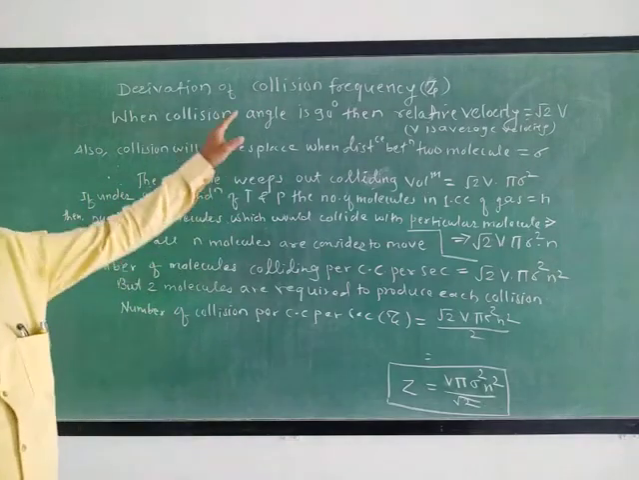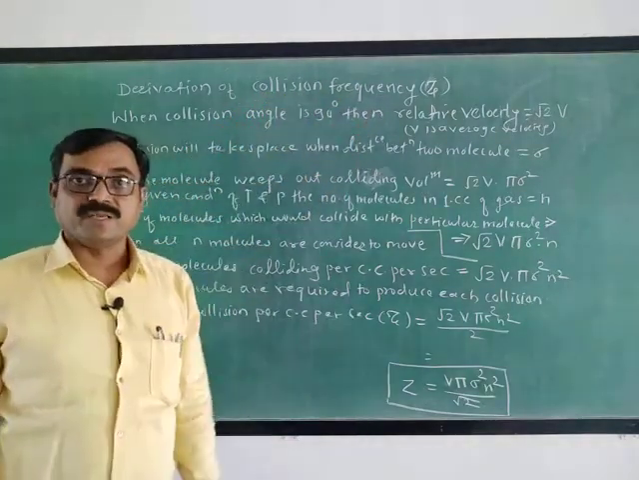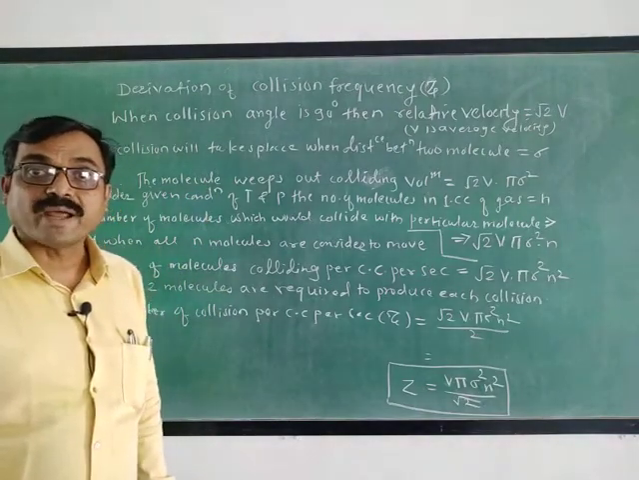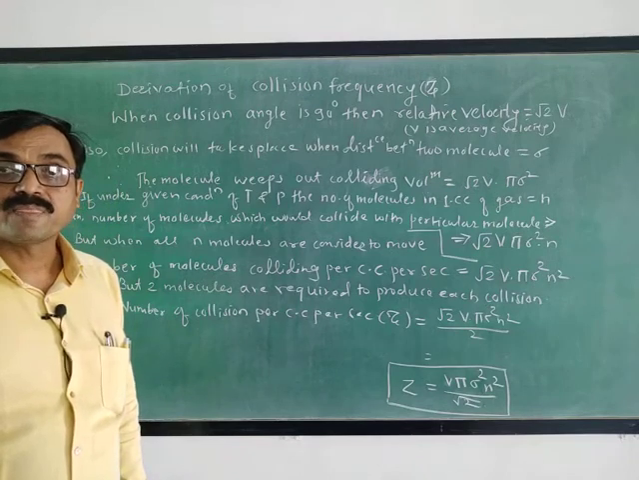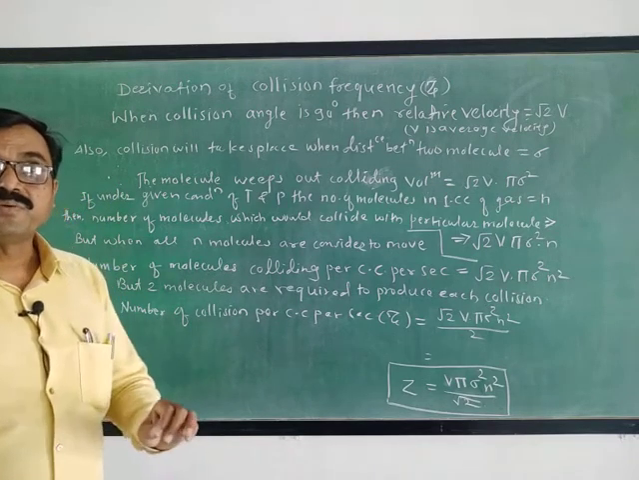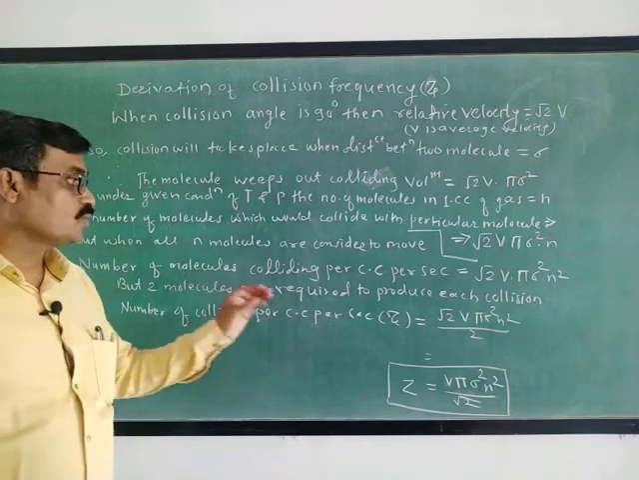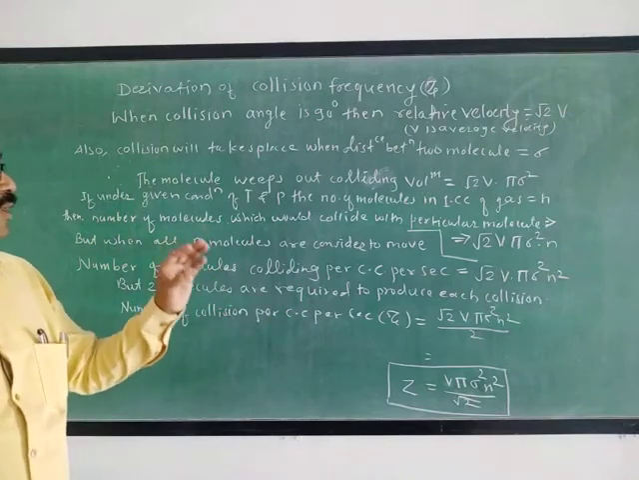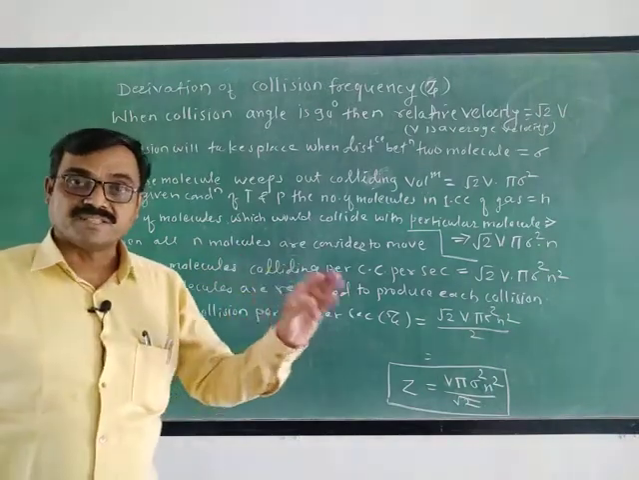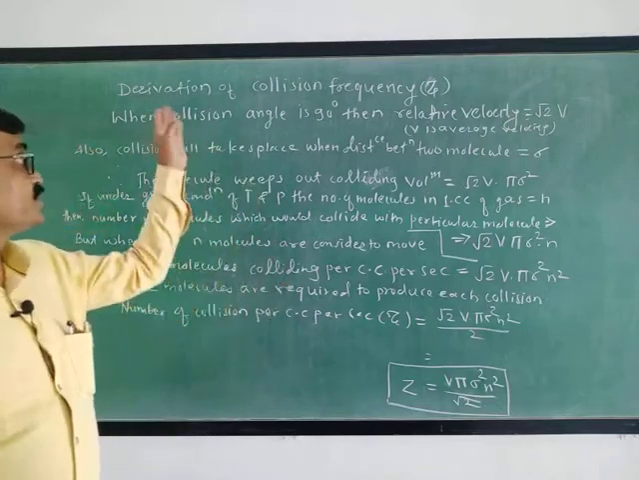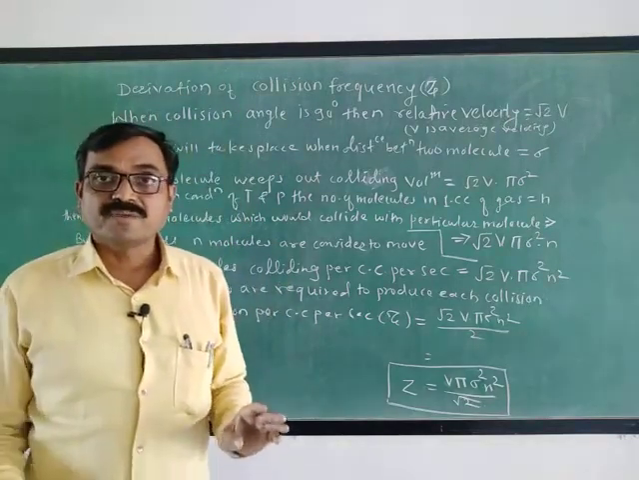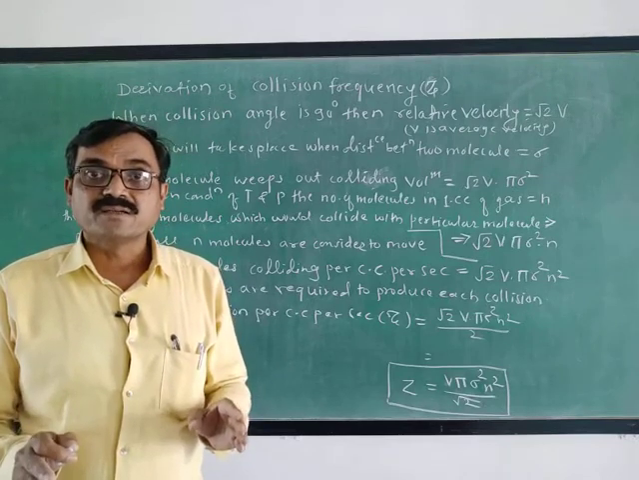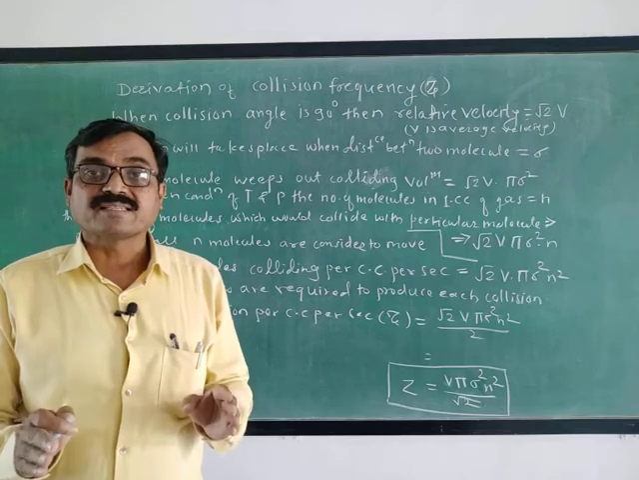Now, in order to derive the equation for collision frequency, first of all, you have to calculate the number of molecules colliding per cc per second. If you know the number of molecules colliding per cc per second, then you are able to find out the number of collisions per second per cc. What is the definition of collision frequency? Collision frequency is nothing but the number of collisions per cubic centimeter of gas per second.